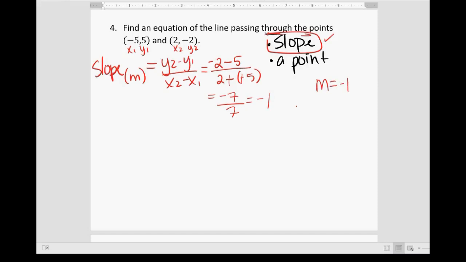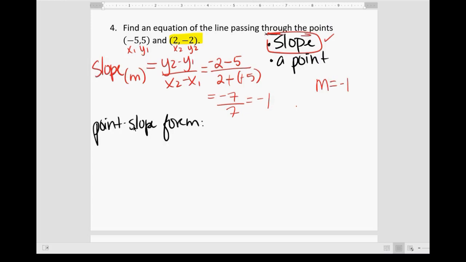Now I have the slope and I have 2 points to work with. So now I just pick one of my points to then find my equation. It doesn't really matter what point we use. I'm going to use this point here just because the numbers are a little smaller. It does not matter which one we use. Since we have a point and a slope, we're going to use what's called point-slope form.